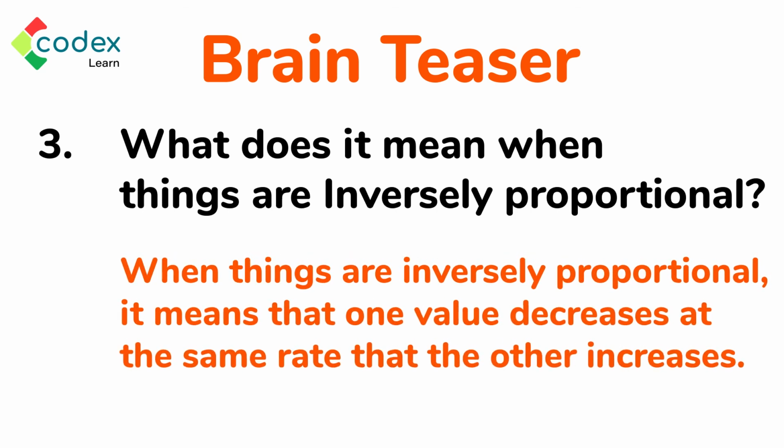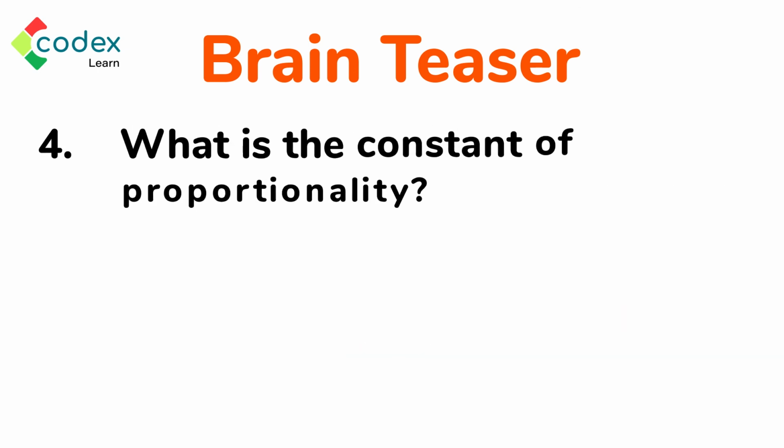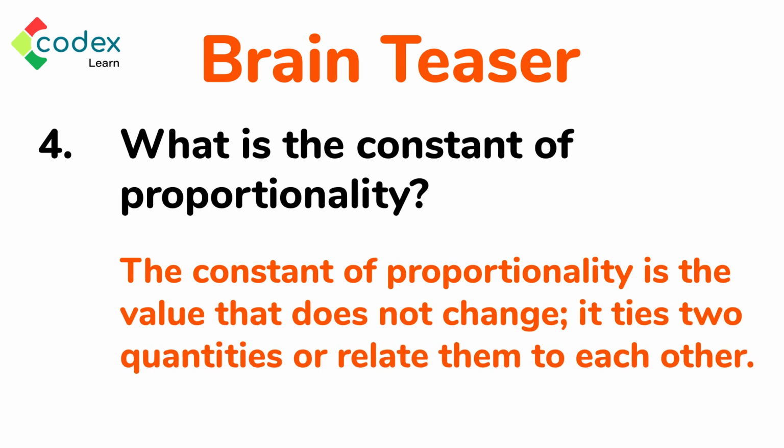You're absolutely correct. When things are inversely proportional, it means that one value decreases at the same time that the other increases. 4. What is the constant of proportionality? That's correct. The constant of proportionality is the value that does not change. It ties two quantities or relates them to each other.